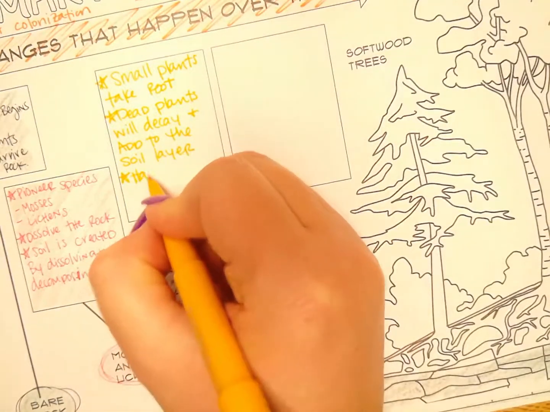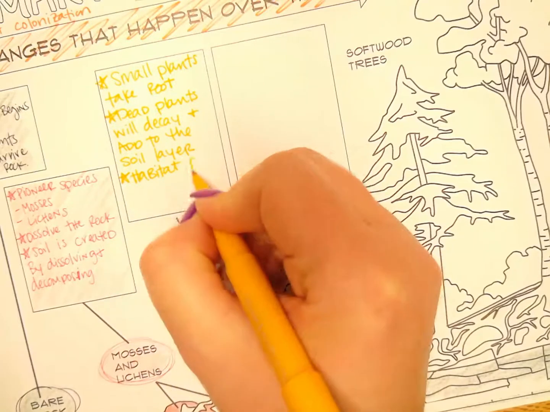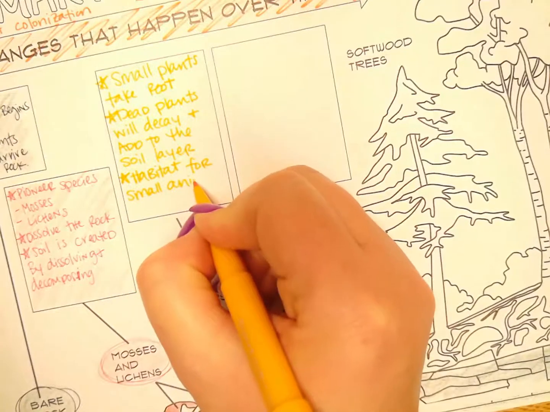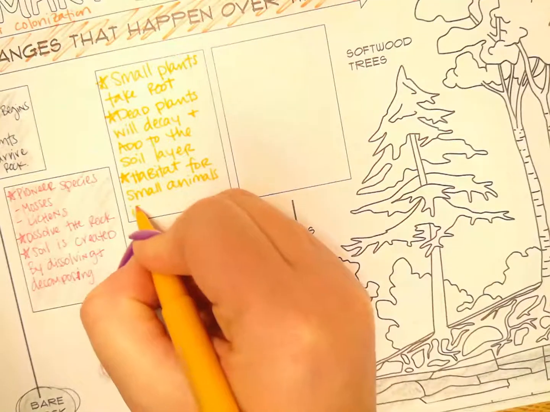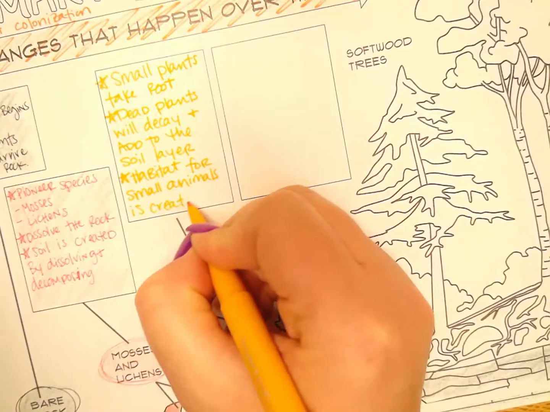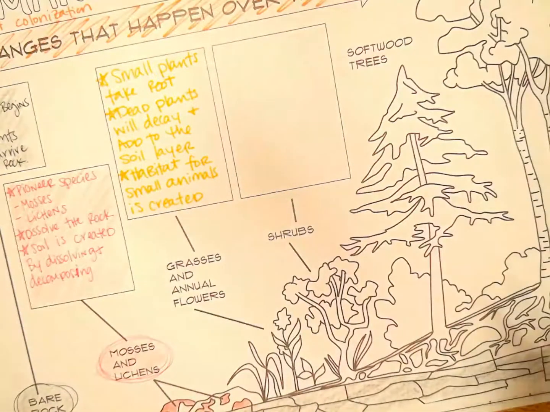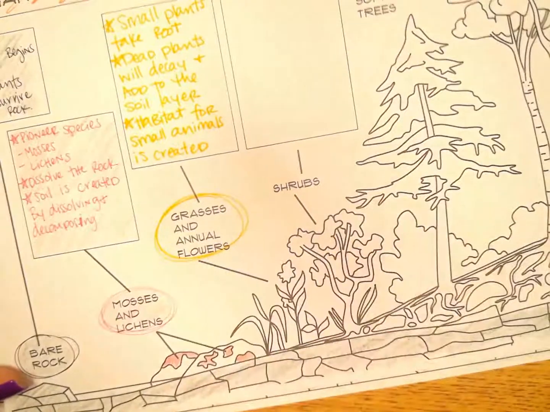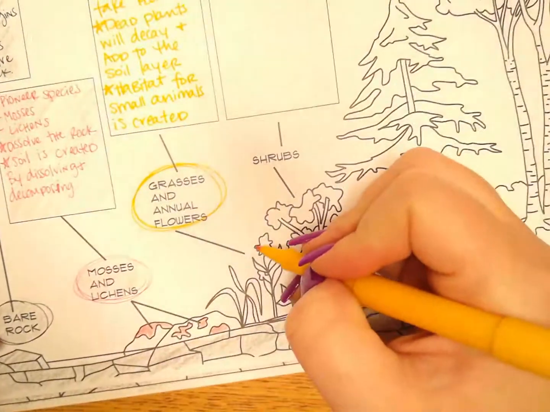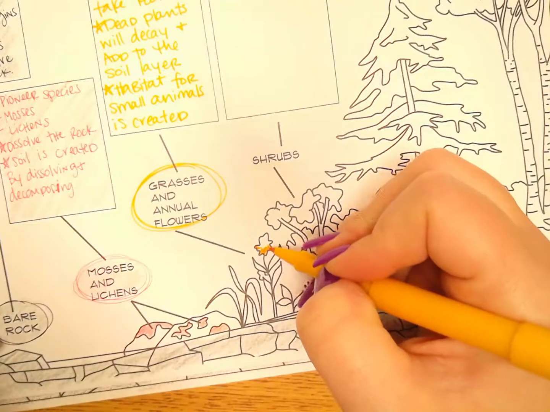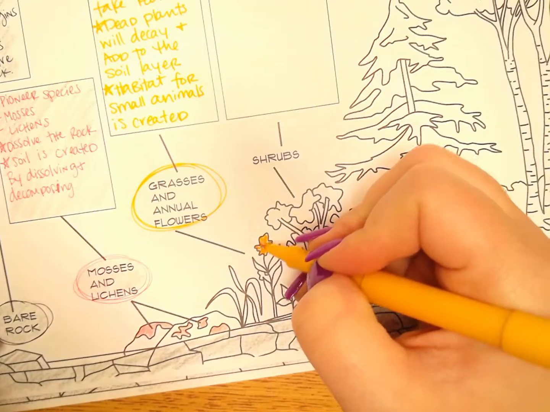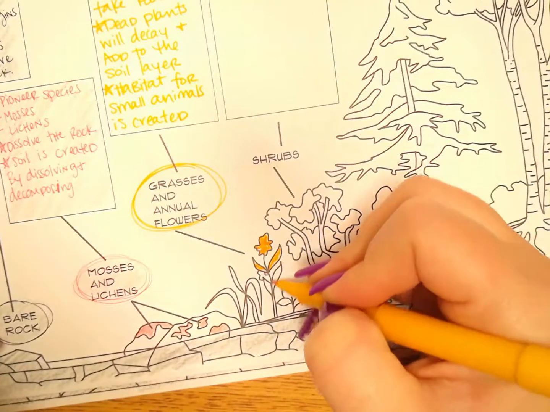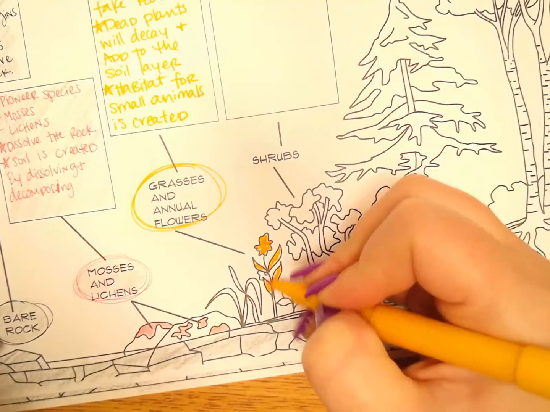Also, the habitat for small animals like insects is created. Okay, so I'm going to come down here. It's my yellow. I'm going to color my little grasses and flowers yellow so that I know that those go with this step in succession for primary succession.